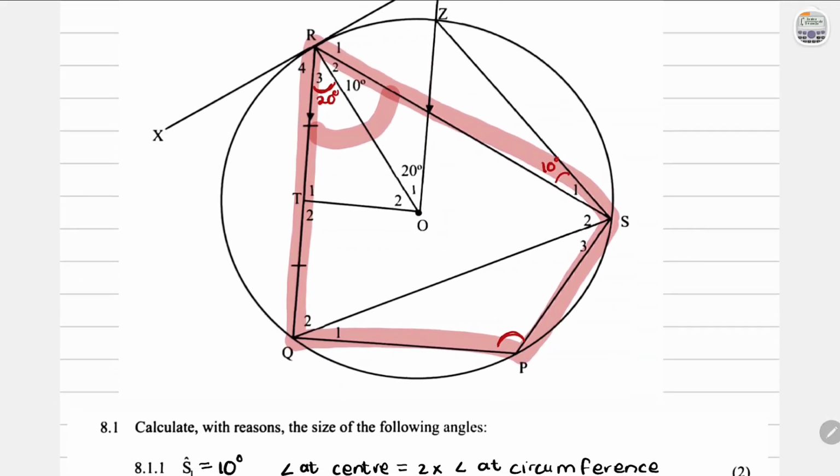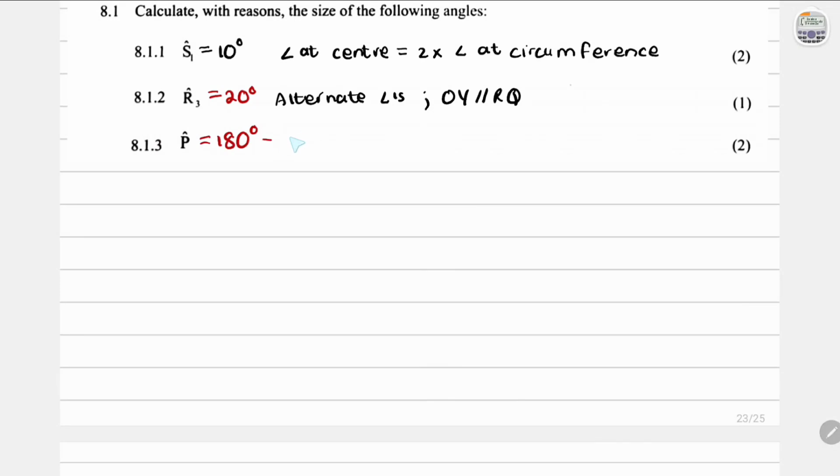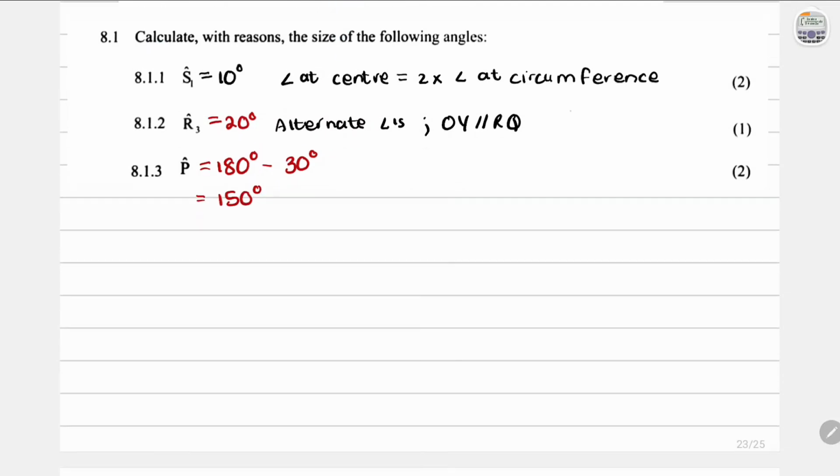That is 20 degrees and 10 degrees, so it's actually minus 30 degrees. These calculations don't really mean that much, because when they see the answer, they will know you did that calculation and your reason will back that up. So that answer there is 150 degrees, and that's of course because opposite angles in a cyclic quadrilateral are supplementary or add up to 180 degrees.